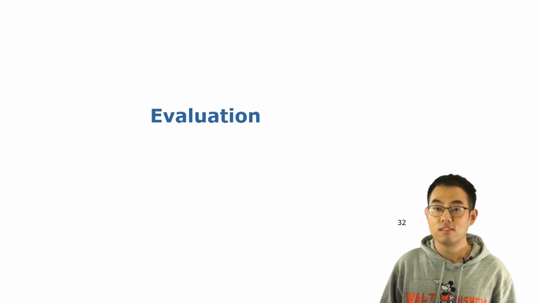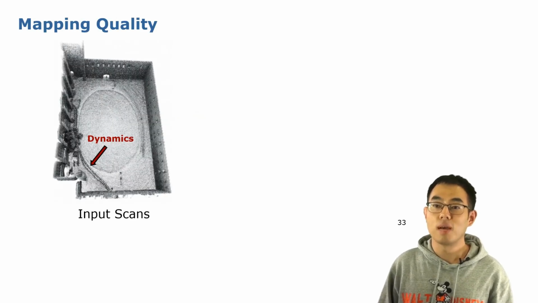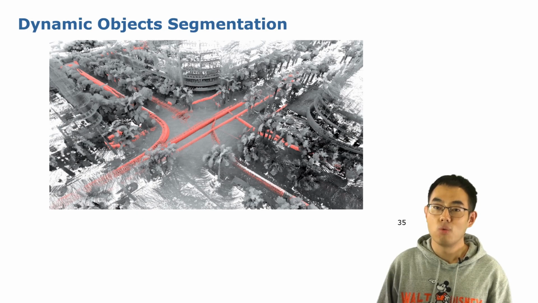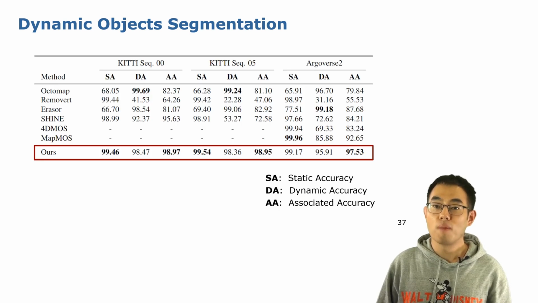For the evaluation, we first evaluate our method on surface reconstruction in dynamic environments. The result shows we can build clean and accurate maps. We also evaluate our method on the public benchmark for dynamic object segmentation. The result shows our method has much better association accuracy compared with other state-of-the-art baselines in autonomous driving scenes.